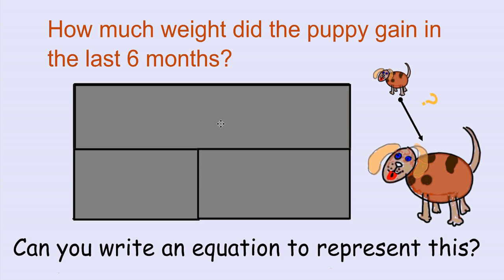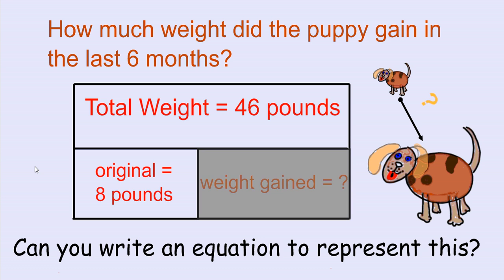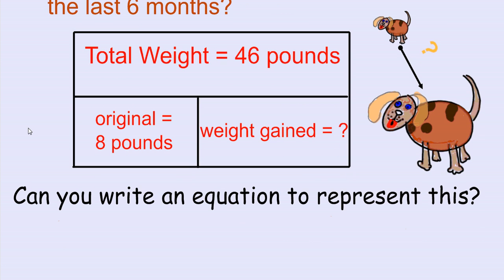Okay, so if his total weight now is 46 pounds, and his original weight was 8 pounds, how could we use this to write an equation? Or could you write an equation to represent this? All right. What did you come up with?